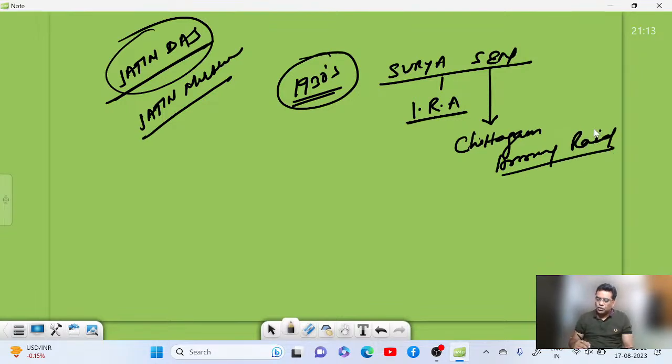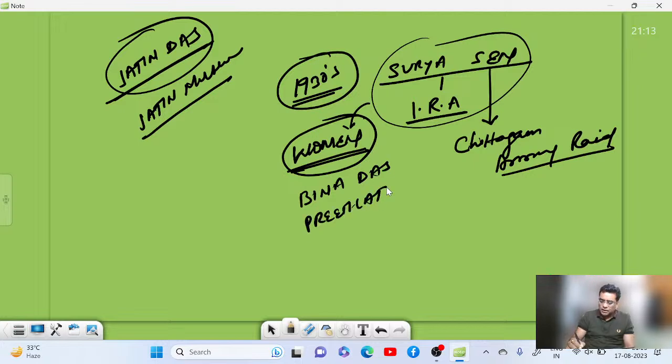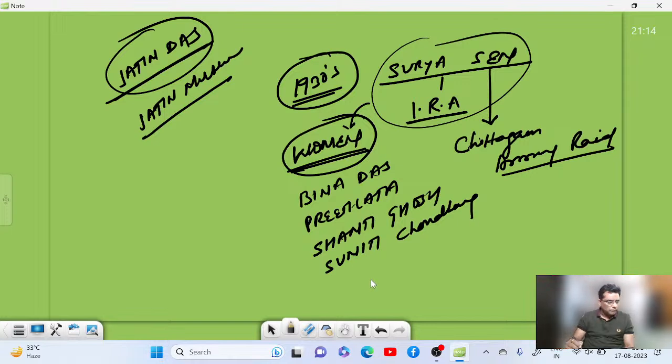Chittagong Armory Raid, the most successful revolutionary activity. What was so special about this phase? The participation of a large number of women in the revolutionary activities. For the first time, we can see the active participation of women in the revolutionary activities. We have names like Beena Das, Priti Lata, Santi Ghosh, Suniti Chaudhary, and Kalpana Datta.